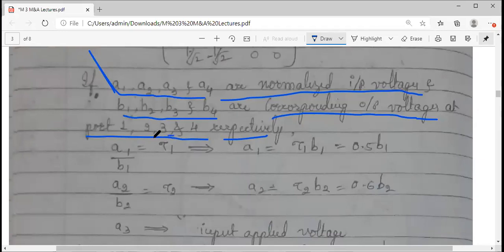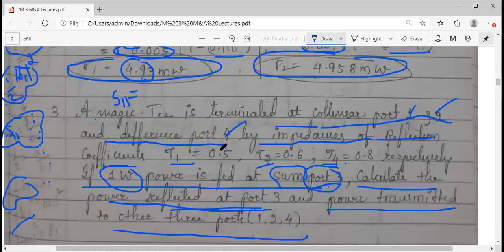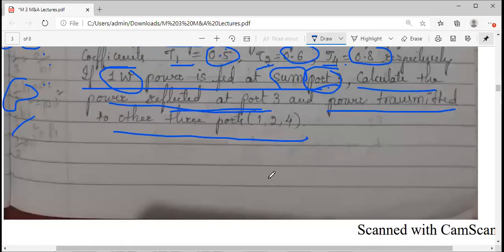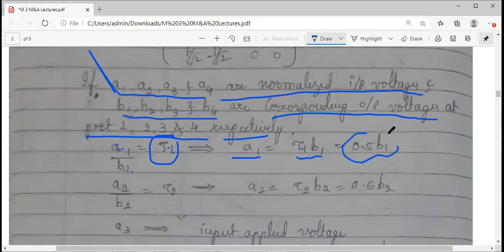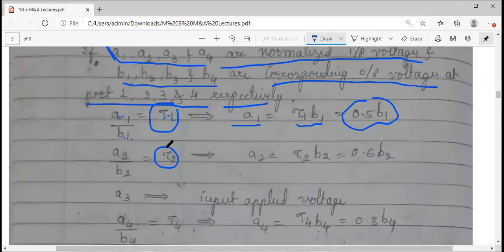Now we know this concept, reflection coefficient is A by B, right? Incident wave by reflected wave. So for the first port, tau 1 is A1 by B1 and the tau value is given to you. So A1 is tau 1 times B1, and tau 1 is given as 0.5. First is 0.5, second is 0.6, third is 0.8. So first, 0.5 B1. Coming to second, tau 2 is A2 by B2, or A2 is equal to tau 2 into B2, and the second reflection coefficient is 0.6.